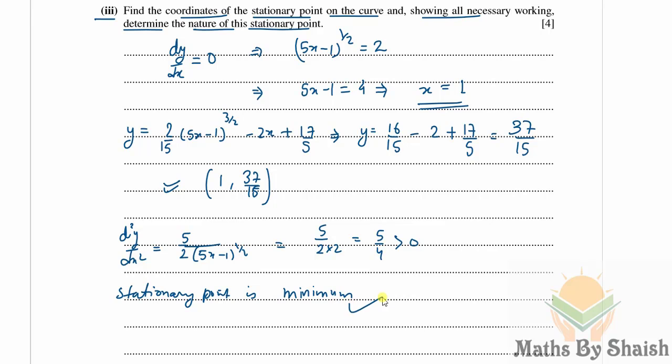So this was the question of 4 marks. First of all, we need to find the stationary point, and then its nature, that is whether it is a minimum or maximum. So let's do the next question.